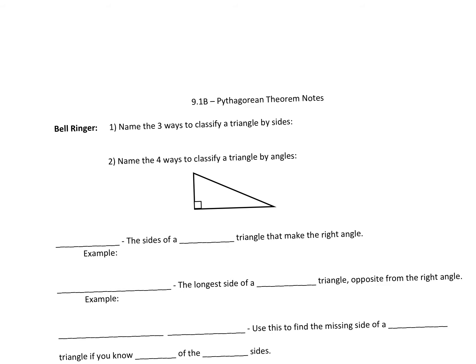Keyword: sides. The 3 ways are we can have an equilateral, we can have an isosceles, and we can have a scalene triangle. Remember, equilateral, all sides the same. Isosceles, 2 sides the same. And a scalene, none of the sides are the same.